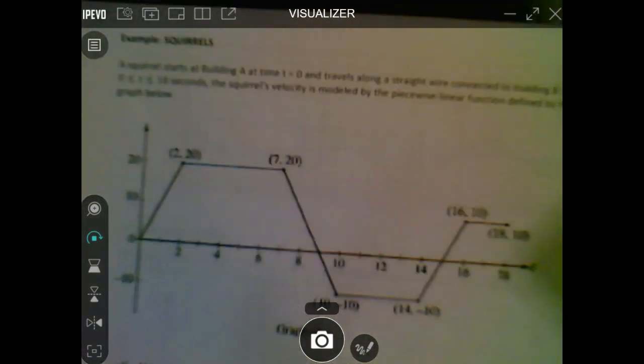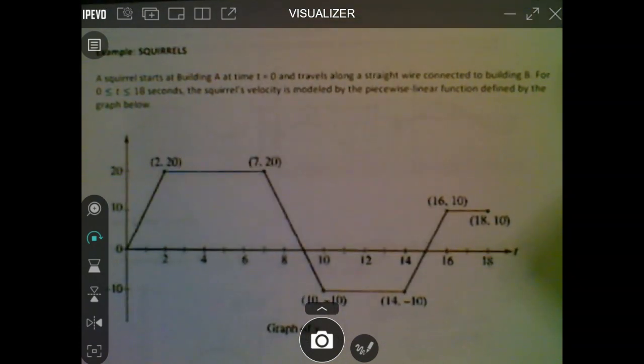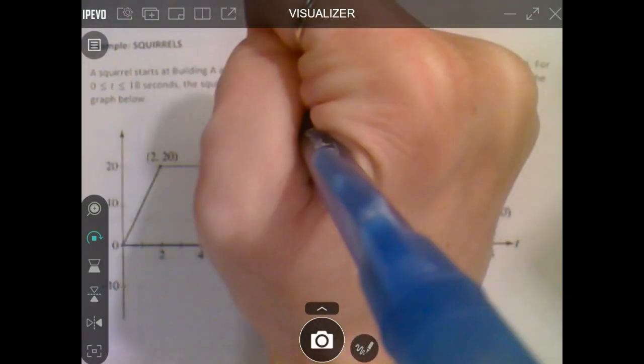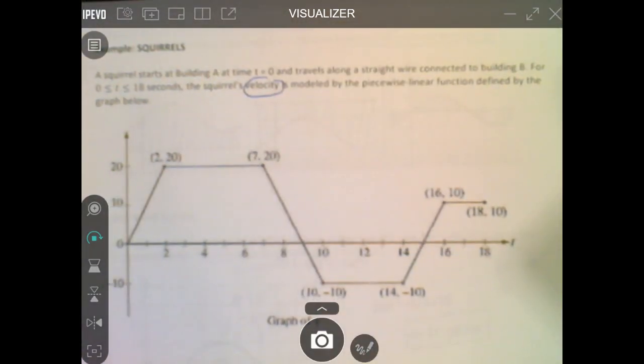All right, we'll look at one more example that actually has to do with squirrels. So a squirrel is starting at building A at time t equal to 0, and is traveling along a straight wire connected to building B. For the time between 0 and 18 seconds, the squirrel's velocity is modeled by this piecewise linear function defined by the graph below. So something important to note is that this is a velocity graph.